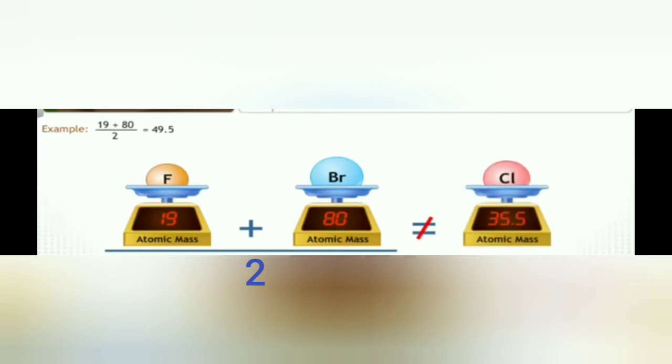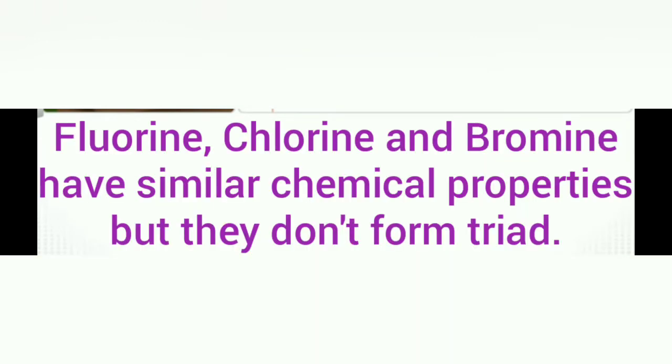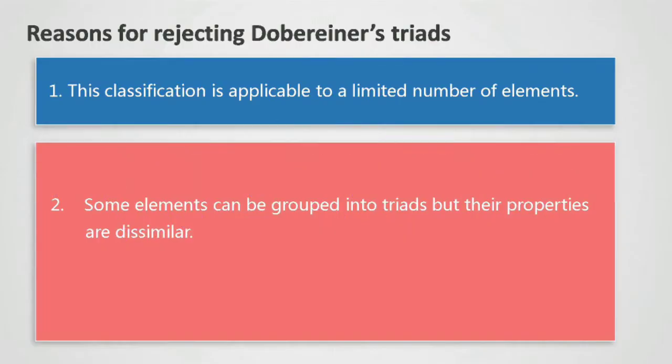For example, the arithmetic mean of the atomic masses of fluorine with atomic mass 19 and bromine with atomic mass 80, which comes out to be 49.5, varies from the atomic mass of chlorine, which is equal to 35.5. But these three elements, that is fluorine, chlorine and bromine, have similar chemical properties. Also, some elements with dissimilar properties can also be grouped into triads. But this should not happen because according to Dobereiner's law of triads, only elements with similar properties must form triads.